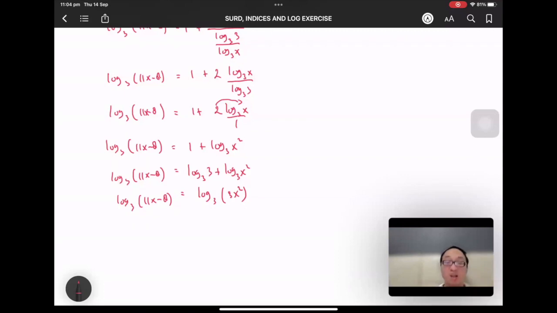So I can take off the log. So it's only 11x minus 8 equals 3x squared. So 3x squared minus 11x plus 8 equals 0.